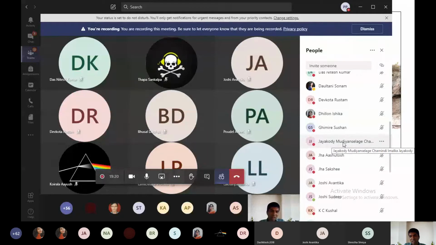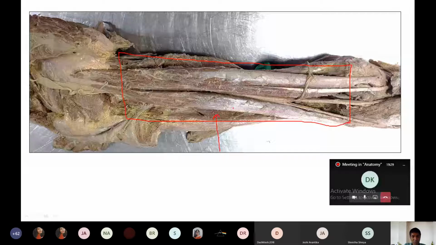Chamindi Imalka, are you there? Yes, sir. Very good, very encouraging. Chamindi, can you say what is this one? Biceps femoris, long head. Yes, very good, excellent answer. This one is the long head of the biceps femoris. This one is the short head of the biceps femoris.